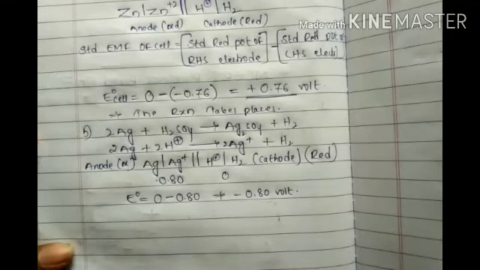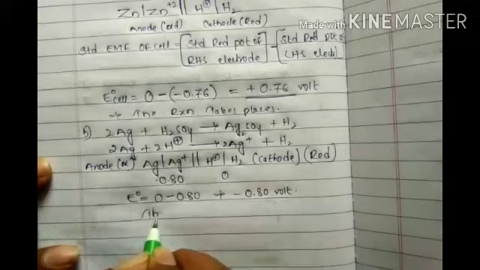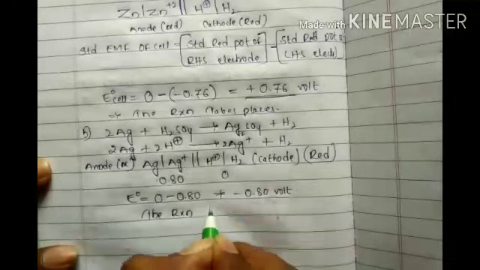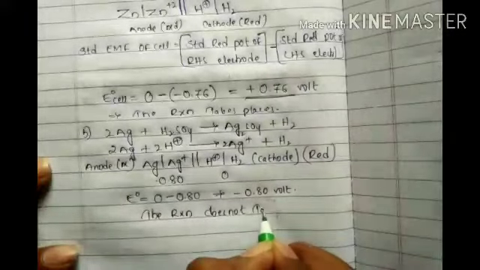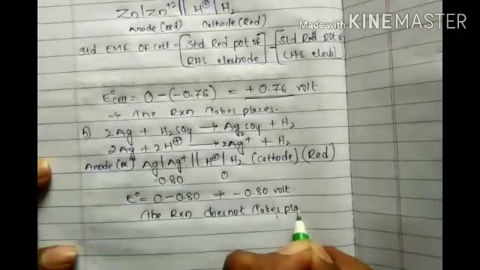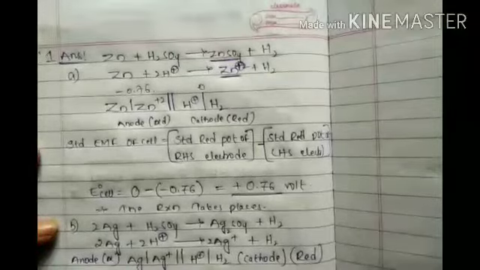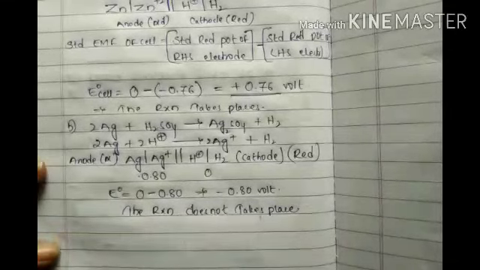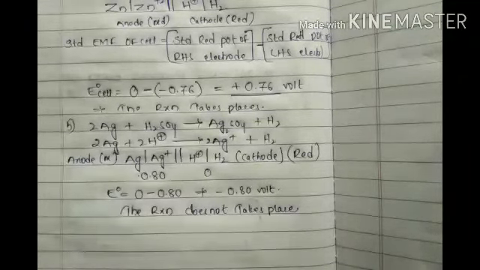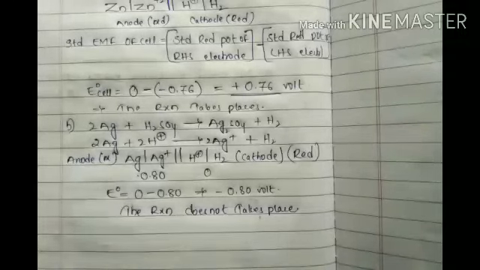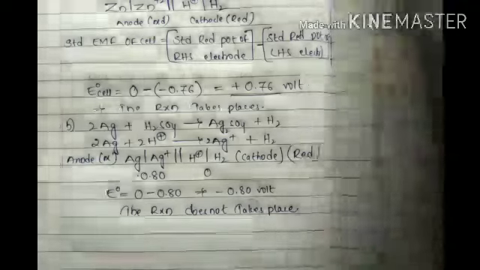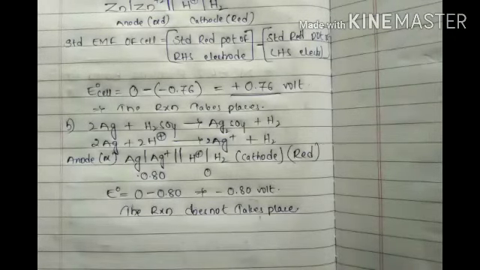The reaction does not take place. Reaction A is possible, reaction B is not possible. So silver reacts with H2SO4, H2 gas doesn't produce. Got it? This is the way of doing the first problem.